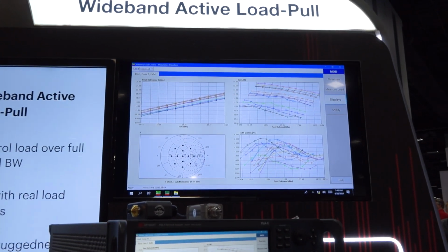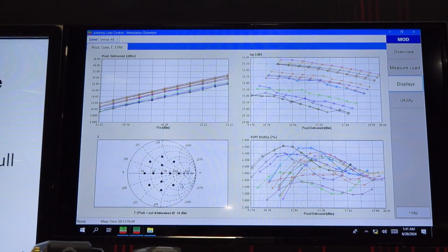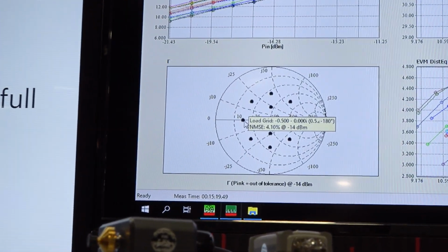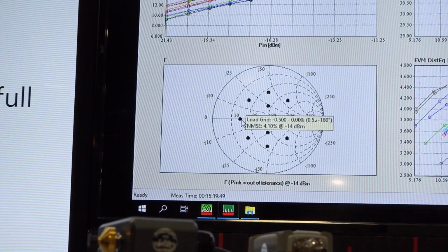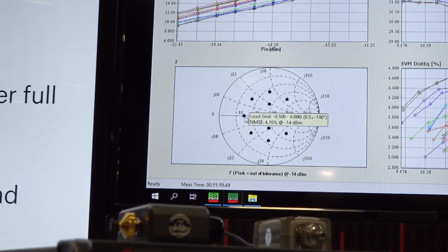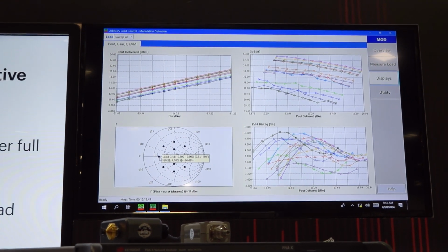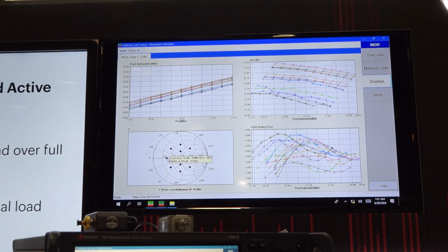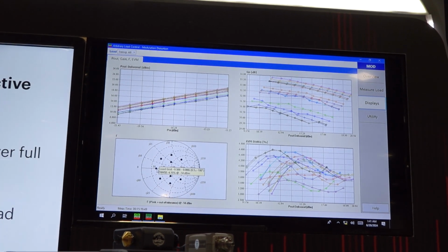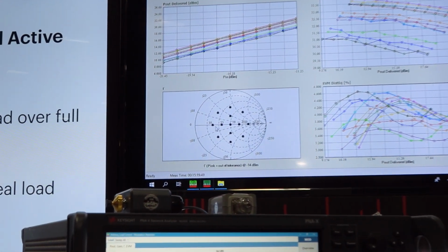The Smith chart is showing the different impedance points. And with active load pull, we can guarantee that these impedance points are constant over the full bandwidth of the signal. That's something that you cannot do with a traditional passive load pull system, where the impedance can only be controlled in the center of the band, and then there's a phase arc on either side of the center frequency. With active load pull, we can control it across the whole bandwidth.